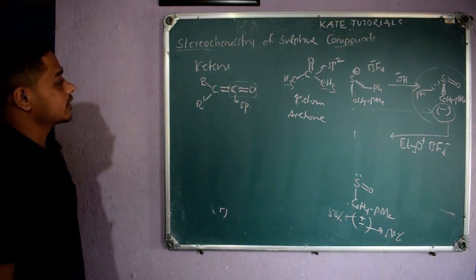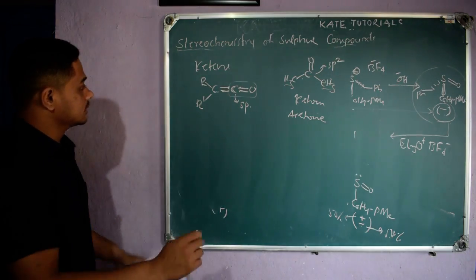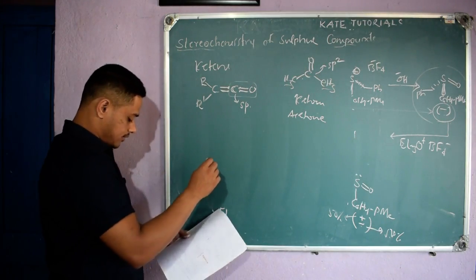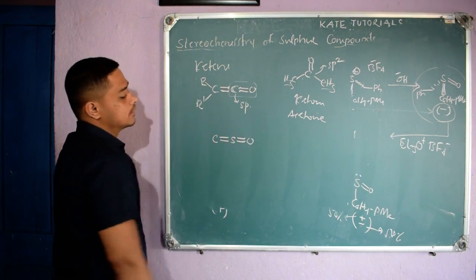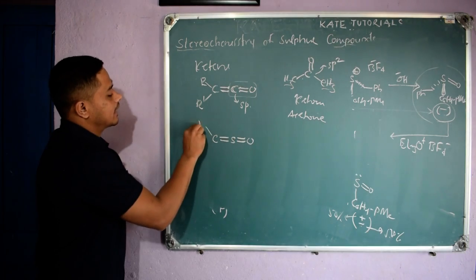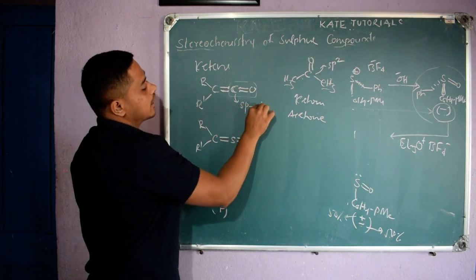Whereas with sulfur, we have sulfine. For example, the sulfine I have is C double bond S double bond O. Here I can have R dash. This is sp, so it should be linear in shape.